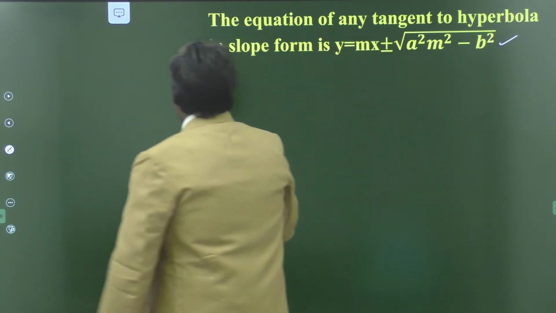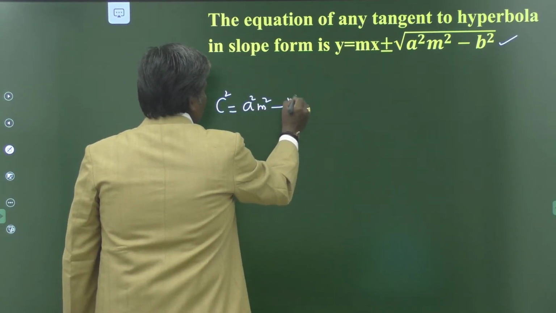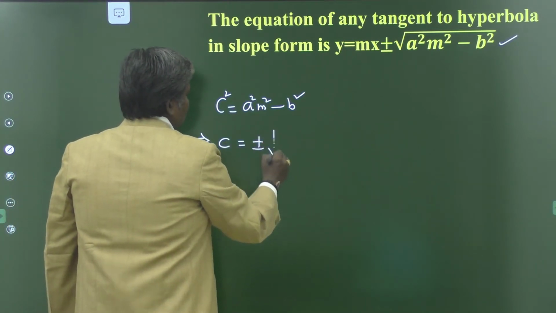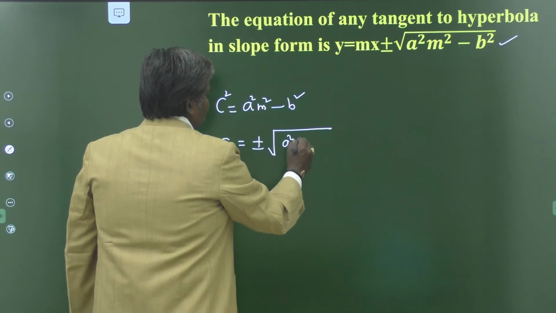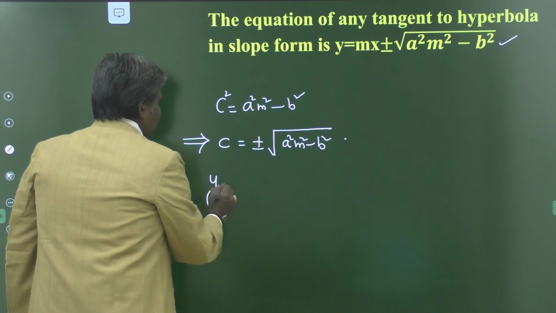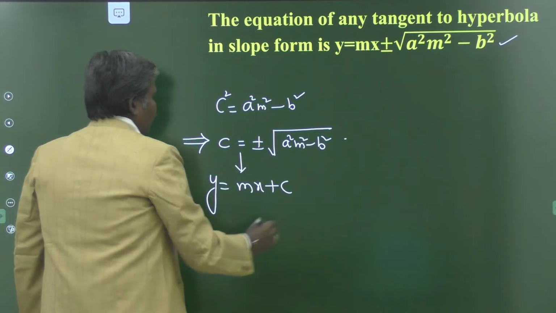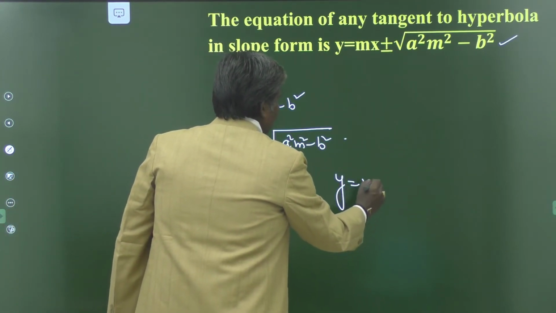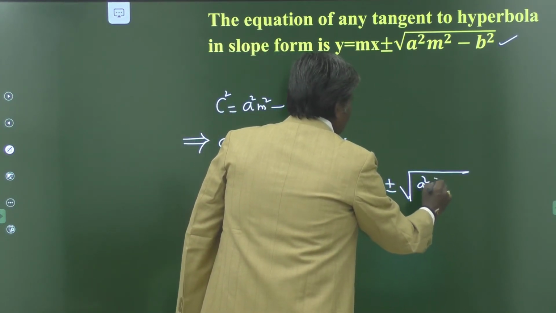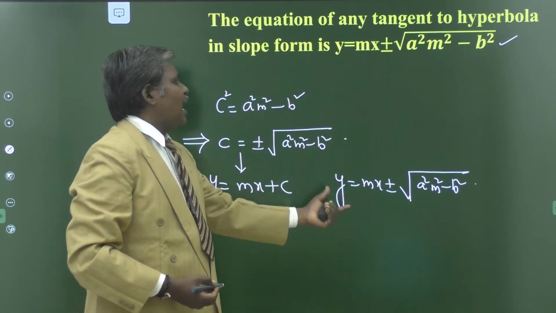So what is the condition? c² is equal to a²m² minus b². From that, can you calculate the value of c or not? c is equal to plus or minus root of a²m² minus b². Just substitute the value of c in y equals mx plus c. Your line equation is what? y equals mx plus c. Here we get the line y equals mx plus or minus root of a²m² minus b². So this is the tangent having slope m.